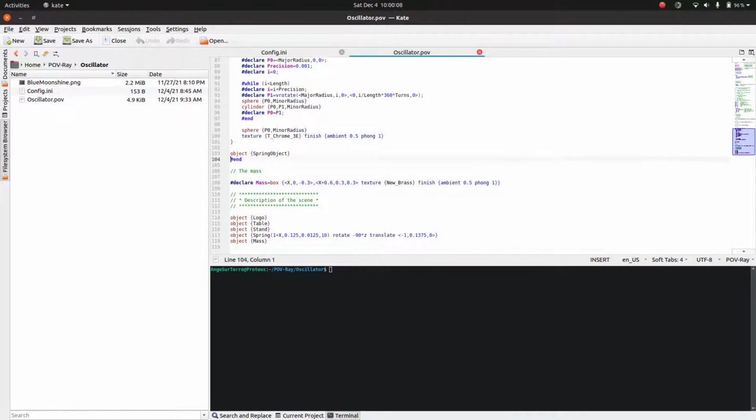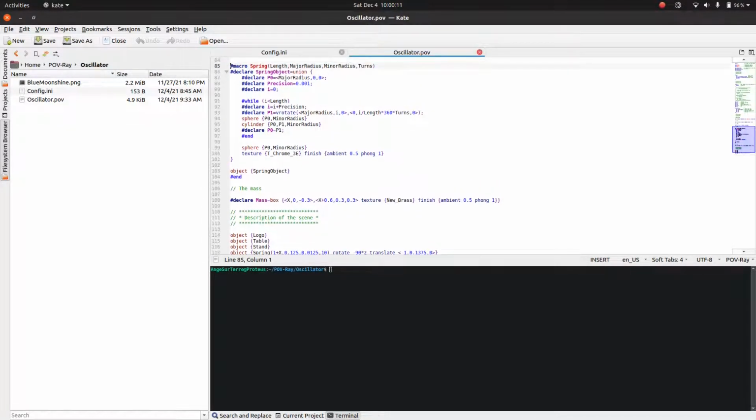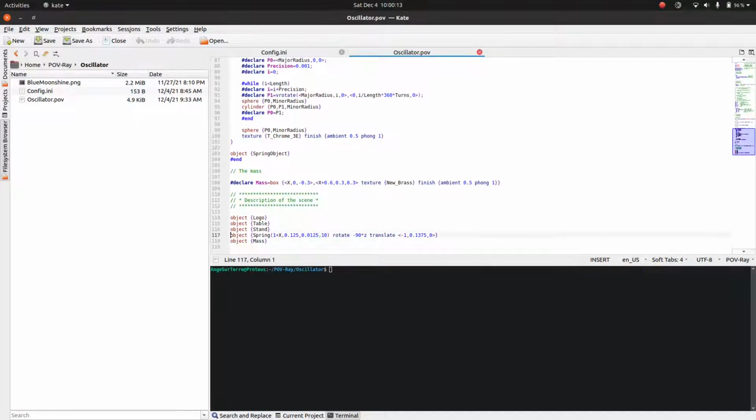Well, this is just a standard description of a scene. You can read this in more detail if you want. Here, that's the position of the spring, and the position of the mass here. If I look at the object mass, you see that it depends on x. Okay, so each picture will be generated by taking into account the value of x, the position of the mass.